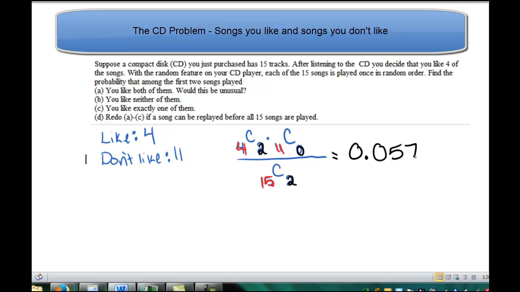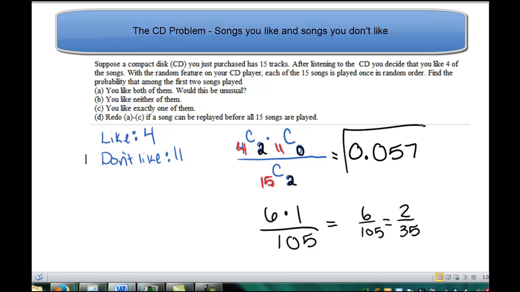So now if we put this in our calculator, we're going to get 0.057. Or if we worked each of these out individually, 4 choose 2 would have given us 6, 11 choose 0 would have given us 1, and 15 choose 2 would have given us 105. So that's 6 over 105, which would reduce to 2 out of 35. But again, it was looking for the decimal answer, and then it asks, would this be unusual?